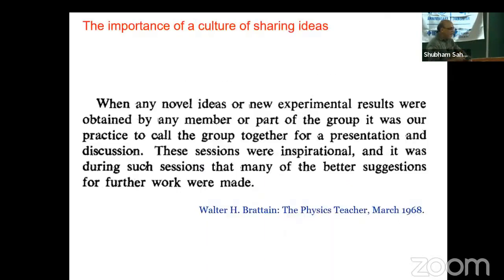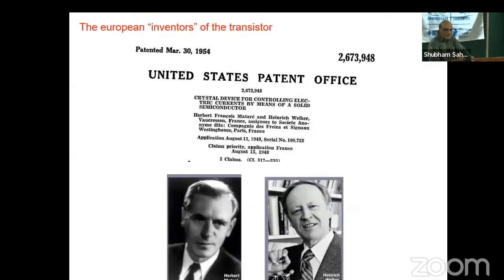Now, there's one other twist to the story of the invention of the transistor. It is that there were European inventors of the transistor too. And many people do not know that these two people here, look at their patent. This was filed in August of 1948. The transistor was invented in December of 1947, and the patents and all that came out in June or so. These people filed their patents on also point contact transistors. Most people do not know Herbert, I don't know how to pronounce, Mataré and Heinrich Welker.